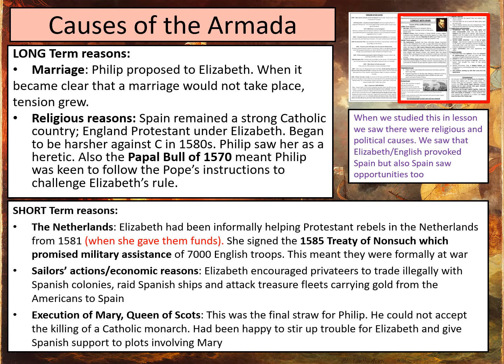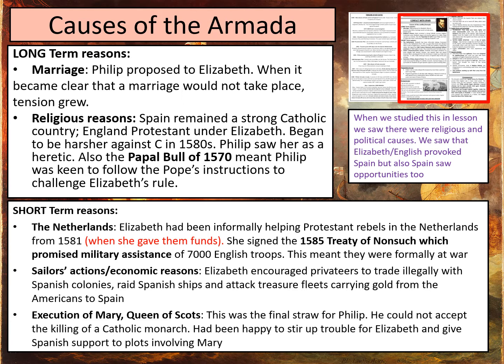From 1585, with the Treaty of Nonsuch, she then promised military assistance of 7,000 troops to the Dutch rebels. Now remember, this is Elizabeth helping rebels against Philip as a monarch. So from this point onwards, England and Spain were formally at war. In the 1570s, there'd been some challenges, some problems between the two nations, there'd been problems with privateers, which we're going to talk about in a second, and those tensions in the Netherlands had been growing.